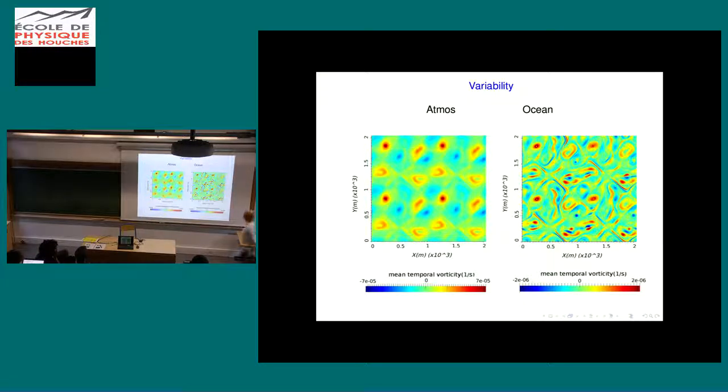So it's not completely periodic, neither in the atmosphere nor in the ocean. So as you said, there are differences. Where these differences come from, I don't know.